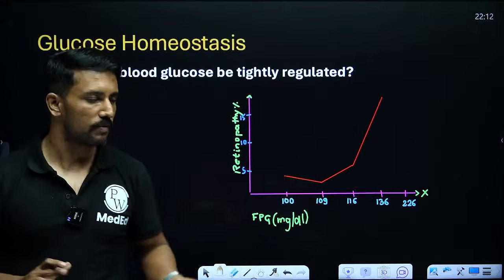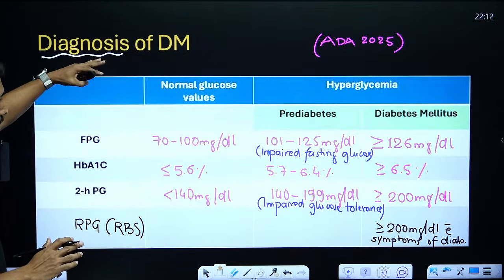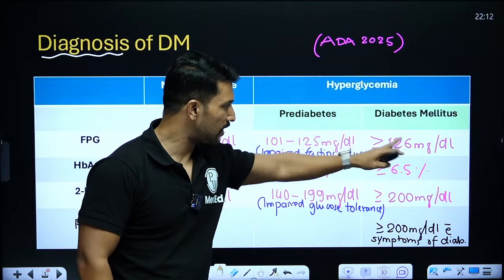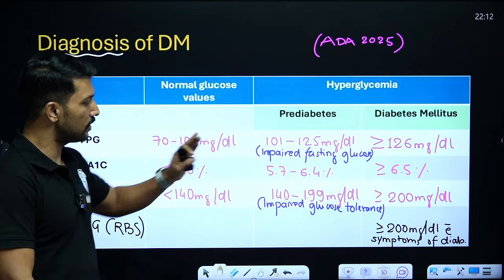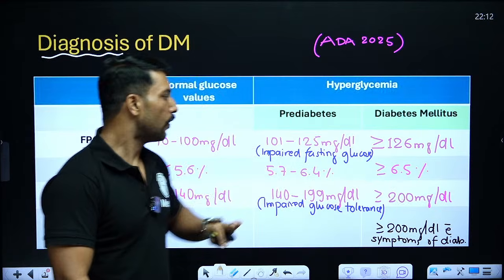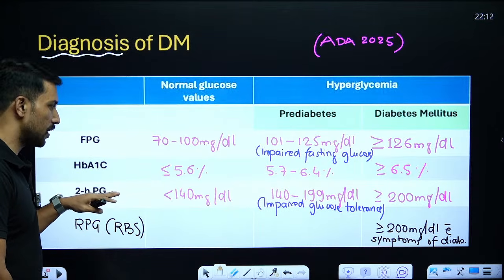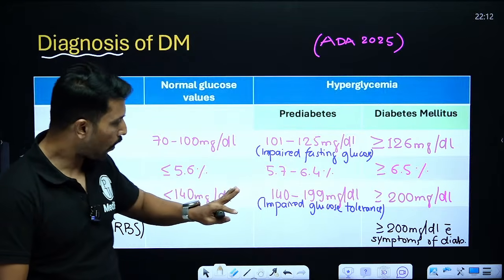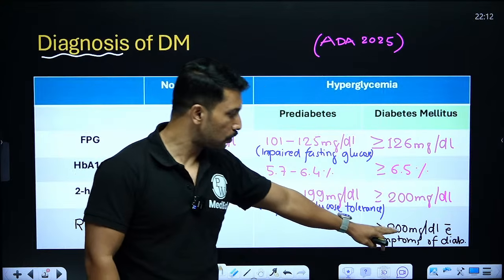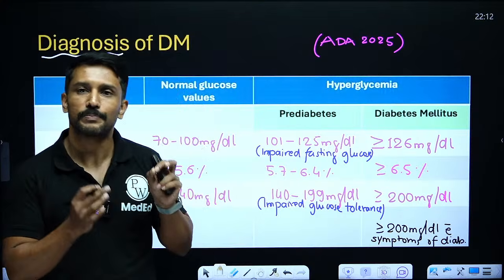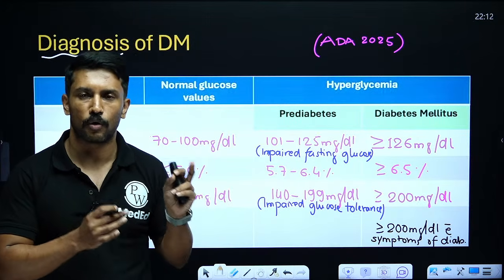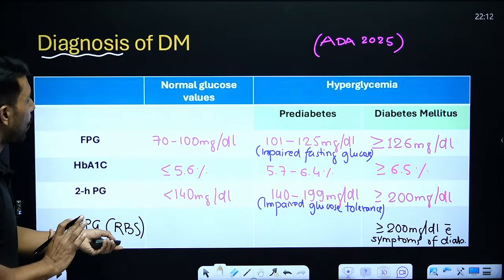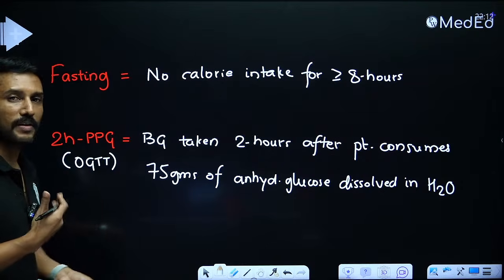So let us summarize what we have learned so far. Diabetes is diagnosed when fasting plasma glucose value is more than or equal to 126 milligrams per deciliter, HbA1c is more than or equal to 6.5%, or 2 hour postprandial plasma glucose level is more than or equal to 200 milligrams per deciliter, or RBS more than or equal to 200 milligrams per deciliter in patients with symptoms of diabetes, that is polyuria, polyphagia, polydipsia, and weight loss.